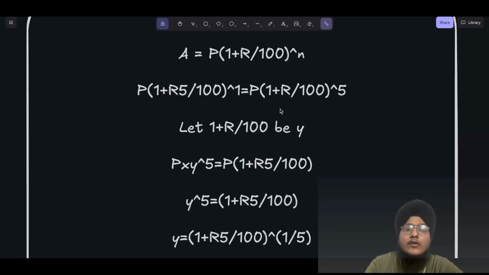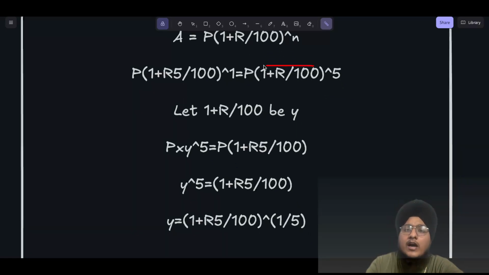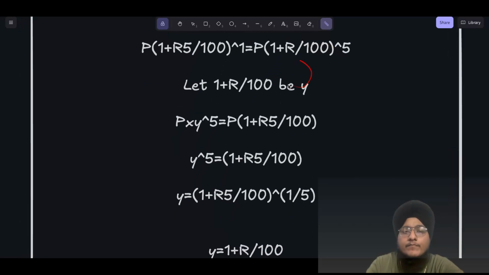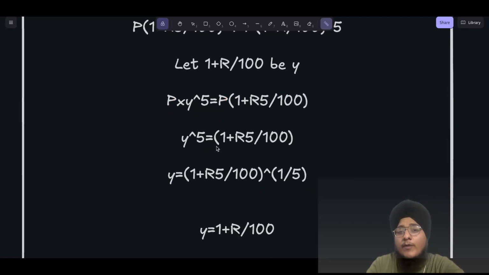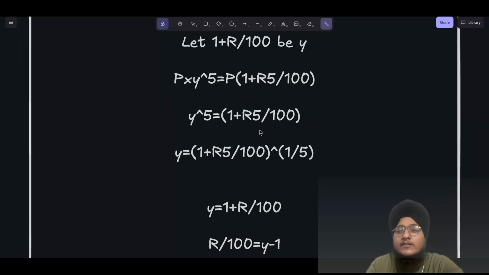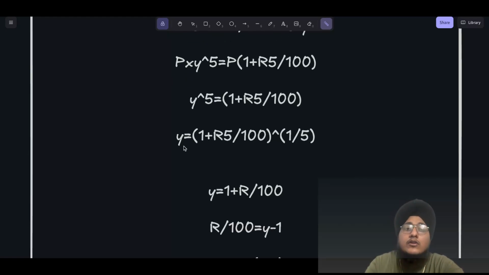Okay. So for our calculation, let's say 1 plus R by 100 to be Y. So P into Y to the power 5 is equal to P into 1 plus R5 by 100. So P cancels with P. So Y to the power 5 is equal to 1 plus R5 by 100. Right. It's basic calculation, right? 5th standard maths. So Y becomes 1 plus R5 upon 100 to the power 1 by 5. Power 5 here comes as 1 by 5.